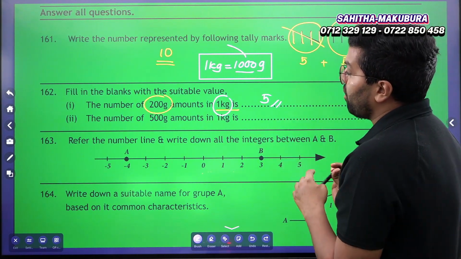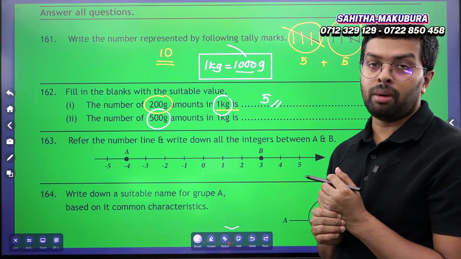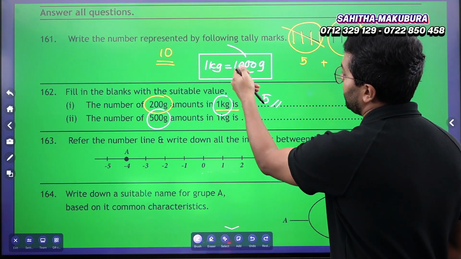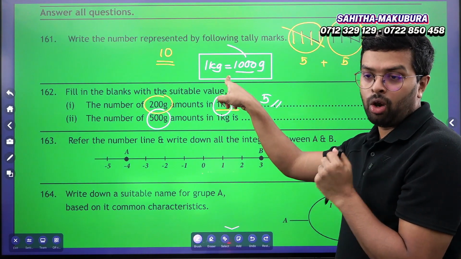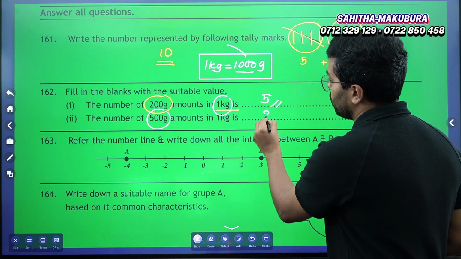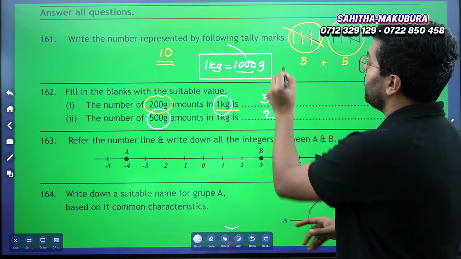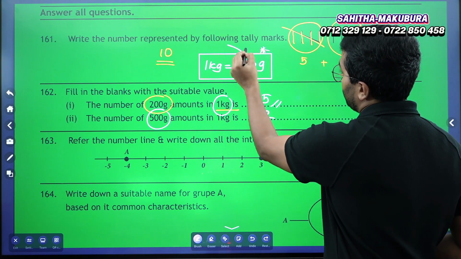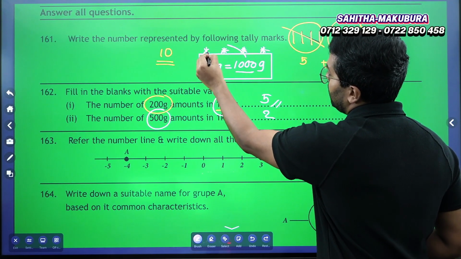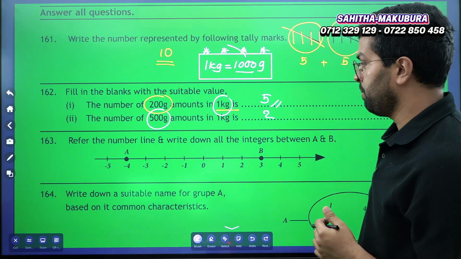The number of 500 gram amounts in 1 kilogram. Again, how many 500s are there in 1000? 2, right? So the answer is 2. So the number of 500 gram amounts in 1 kilogram is 2. What we need to remember here is the relationship between kilograms and grams. So 1 kilogram is equal to 1000 grams.